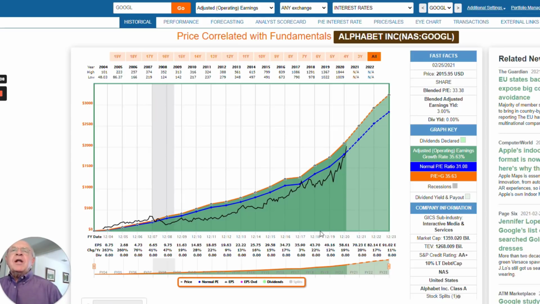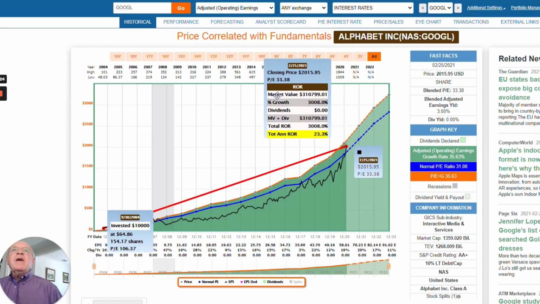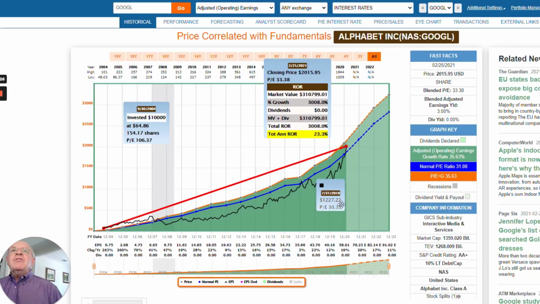So what's happening is the growth rate is changing dramatically. But from a standpoint of really getting the full measure of the company's growth, had you invested in this stock back in September of 2004 when it went public and held it to today, you would have averaged over 23% annualized on your money.